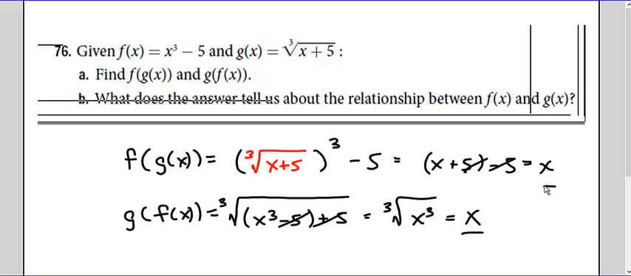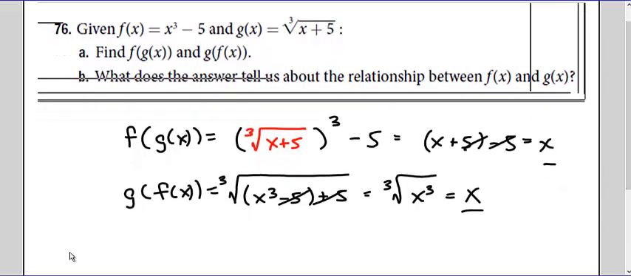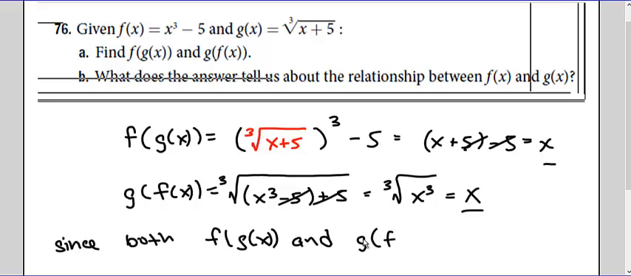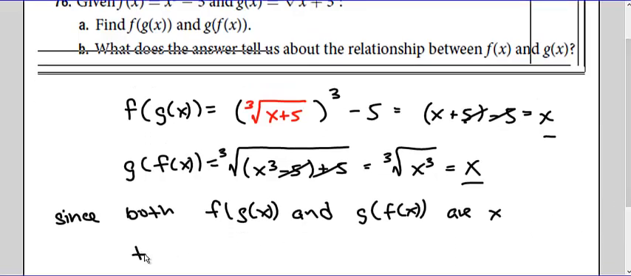So because f of g of x and g of f of x are both equal to x, then the functions are inverses.